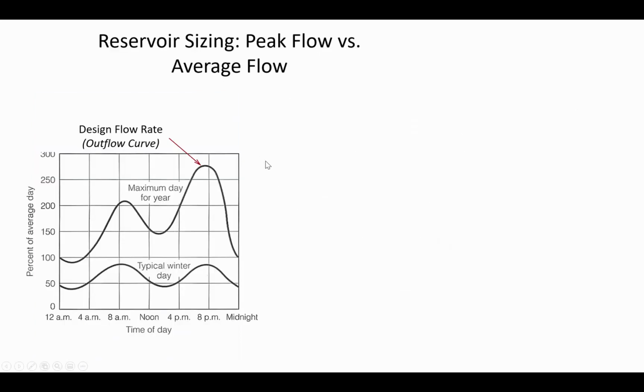Now, I've provided this curve in the past on a homework assignment and asked that you digitize it, meaning for every hour of the day, go over here to the vertical axis and then just read the number associated with this larger curve. So the maximum day for the year, this is showing just the temporal variation. Temporal distribution just means how something varies over time.